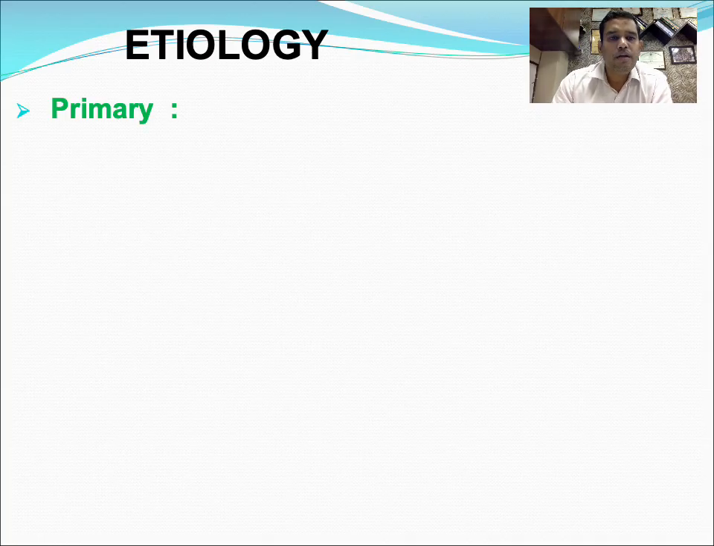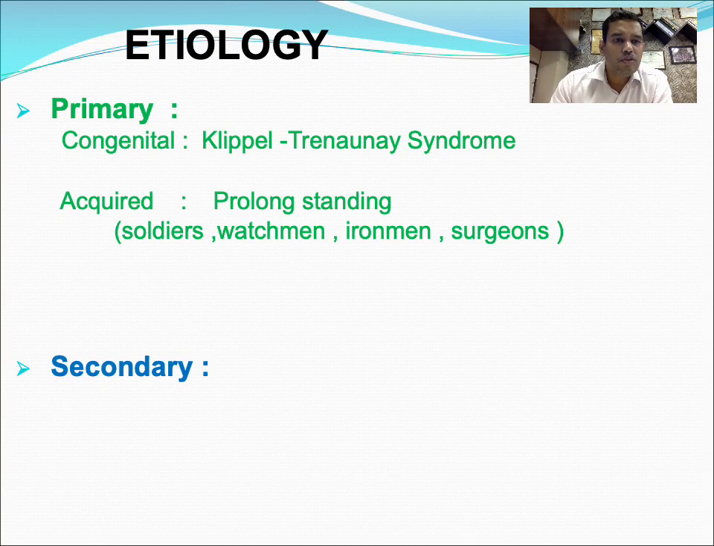Etiology. Etiology of varicose veins can be primary or secondary. Primary is when there is no pathology that causes varicose veins. So one is a congenital anomaly of the vein, something called Klippel-Trenaunay syndrome. In this syndrome, you may have an arterial pathology or a venous pathology. If it is a venous pathology, the vein becomes valveless. There is no valve, so the flow in the veins is reversed, and the patient may present with dilated tortuous veins over the lower limb and indirectly varicose veins.